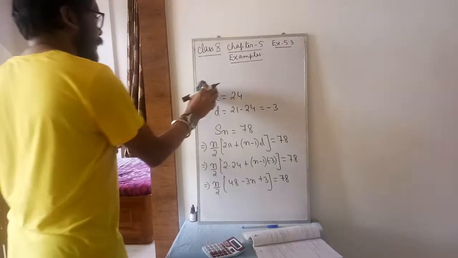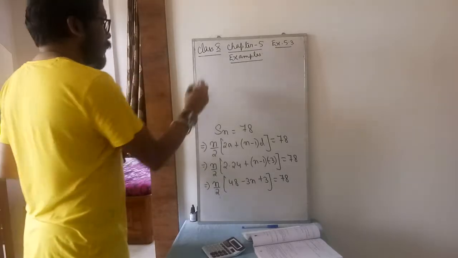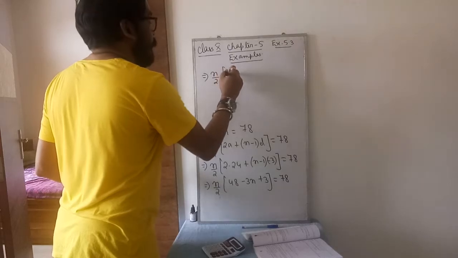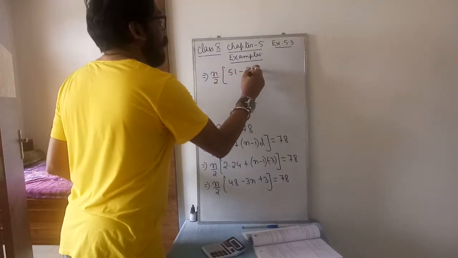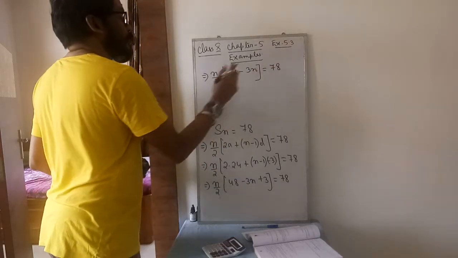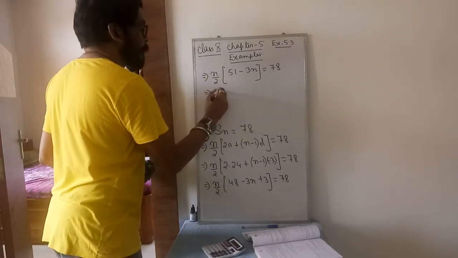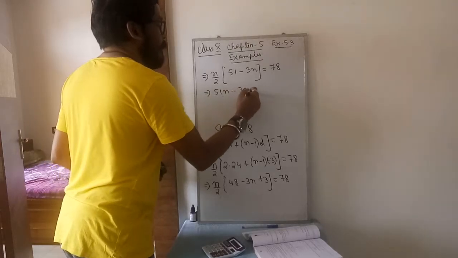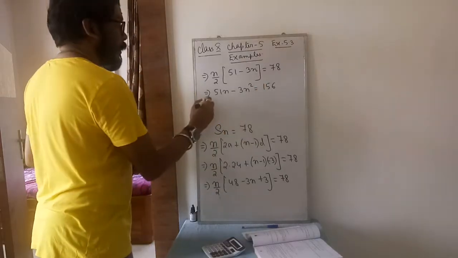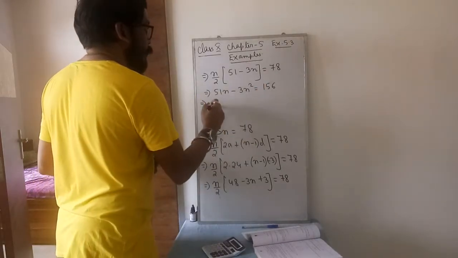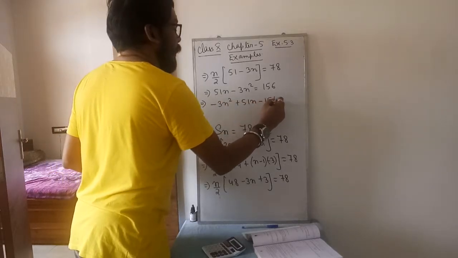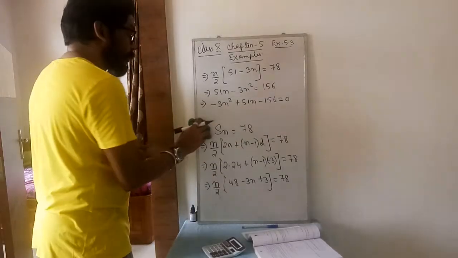So if I multiply it, let me do one thing more. Let me do the calculation. It is n by 2 into 51 minus 3n equal to 78. Let me cross multiply. It is 51n minus 3n square equal to 2 into 78, that is 156. Let me arrange it as per degree. So it is minus 3n square plus 51n minus 156 equal to 0.